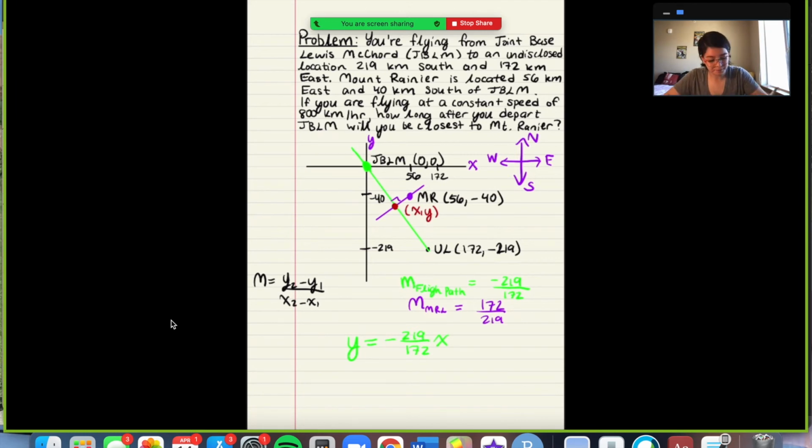For the purple line, we'll write this out. We know our slope is 172 over 219, and then x plus b. So we have to figure out what b is. That would be wherever the line crosses the y-axis, so this point here. Now, luckily, we do know one point on that line. We know where Mount Rainier is. It's 56, negative 40. So what we can do is plug in our x, y coordinate and solve for b. So I'm going to make myself a little bit more room.